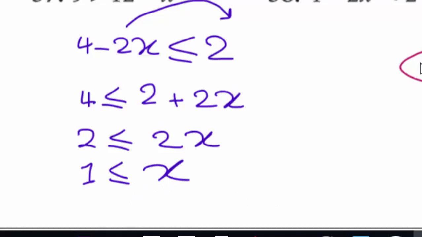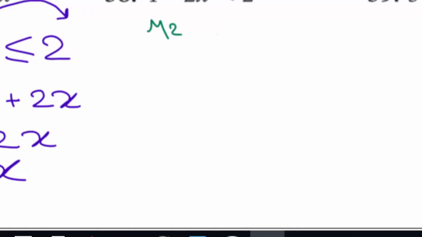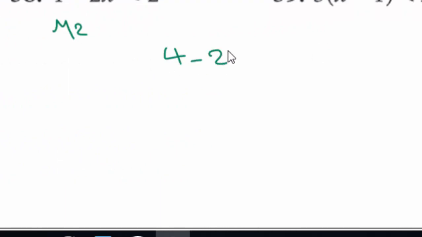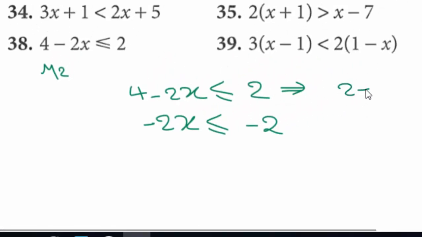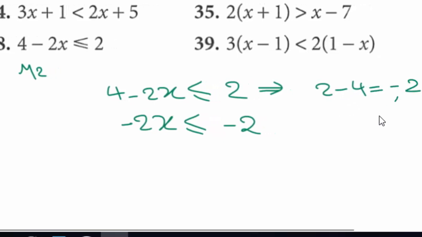If we don't like sending x to the other side, there's another way. Method 2 for this question; this is method 1, M1, and here is M2. 4 minus 2x is less than or equal to 2. Then we send this 4 to the other side. It becomes negative. Then we will have negative 2x is less than or equal to negative 2. Why? Because from this we have 2 minus 4, which is equal to negative 2. Now both sides are negative.